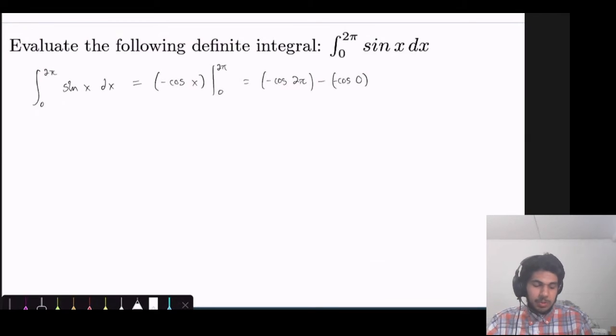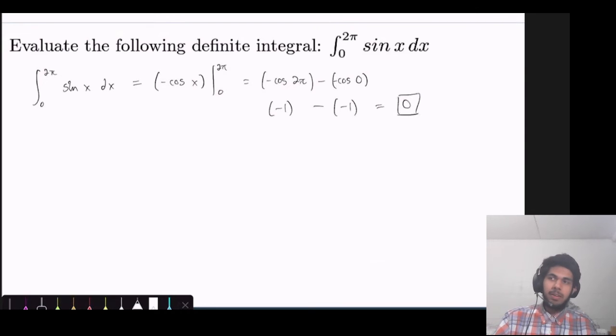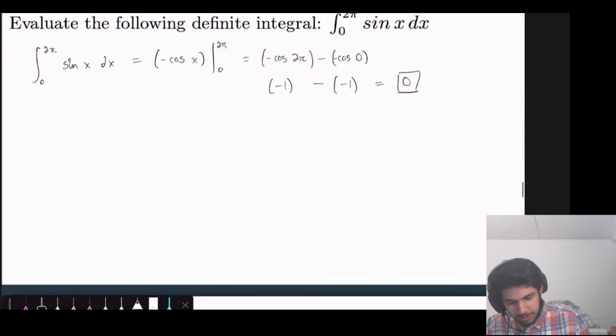Cosine of 2 pi is 1, so negative of that is negative 1. Cosine of 0 is also 1, so negative cosine of 0 is equal to negative 1. Negative 1 minus negative 1 equals 0. Interesting. And once again, let's connect it back to geometry. Let's sketch what sine of x looks like.